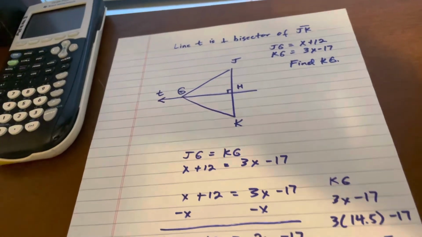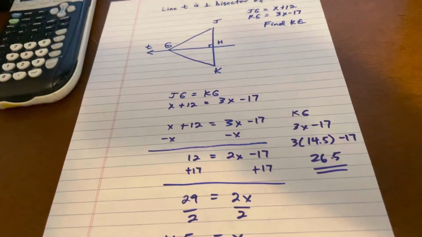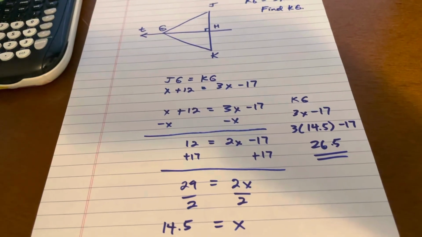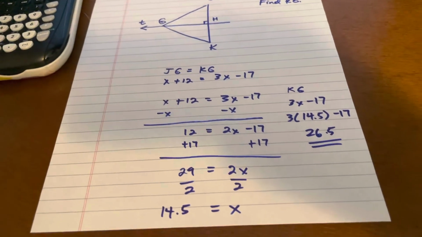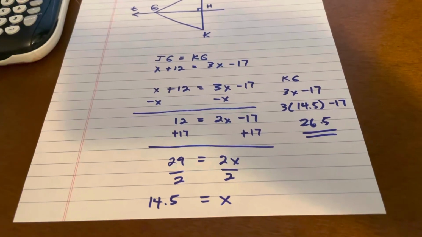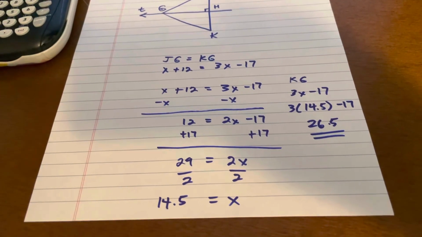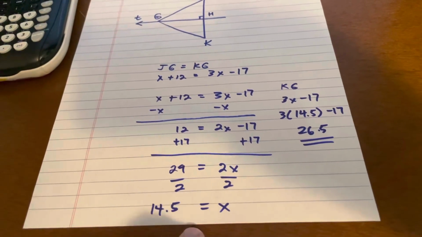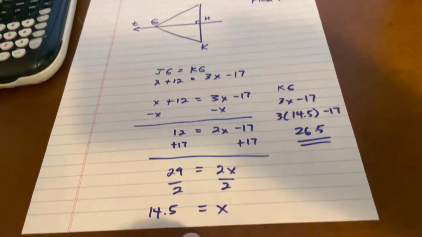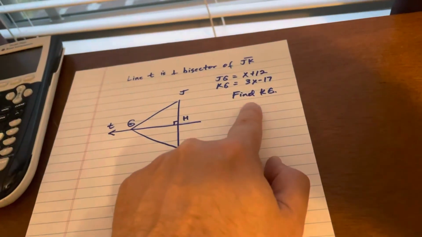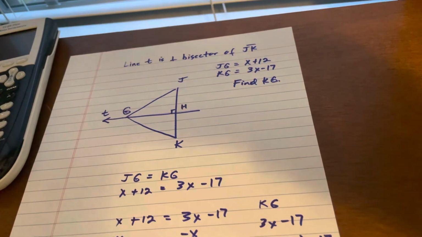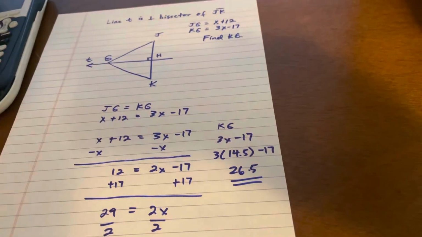So notice even in the solving of the equation, that's important too, just the organization: subtracting x from both sides, adding 17 to both sides, and getting x by itself. That's important too. We need to be really good problem solvers or equation solvers. And then being wise enough not to just stop here, but to really answer the question. You know, they're not asking us to find x. They're asking us to find KG, so I substituted that back in.